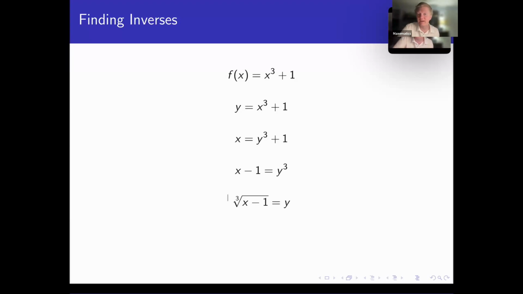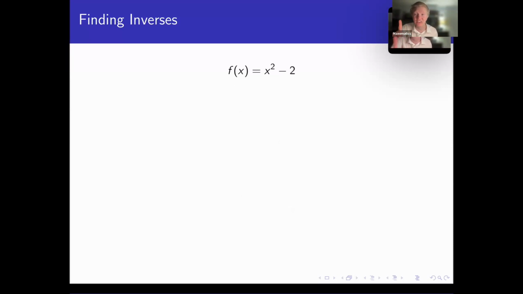Okay, and yeah, we have y equals cube root of x minus 1, but this y is different from this y. This y was f of x. This y is f inverse of x. Well, we said this function here, x squared minus 2, wasn't one-to-one, so it doesn't have an inverse. But let's see why.